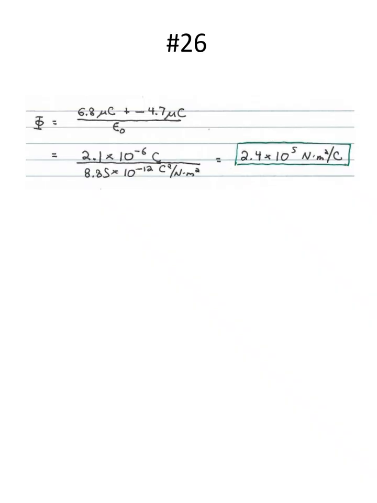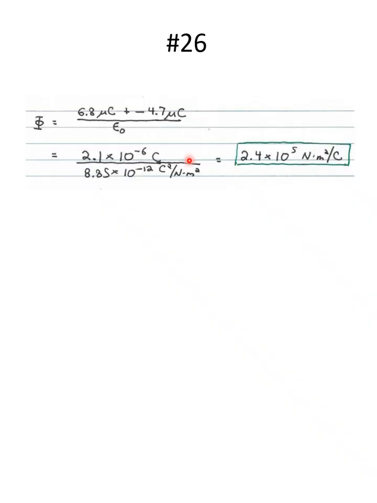Number 26, a 6.8 microcoulomb charge and a negative 4.7 microcoulomb charge are inside an uncharged sphere. What's the electric flux through the sphere? The flux is going to be, by Gauss's law, the total charge enclosed divided by epsilon naught.